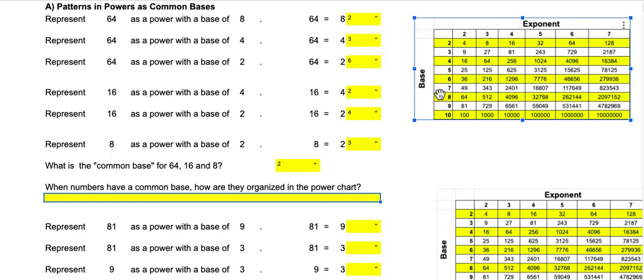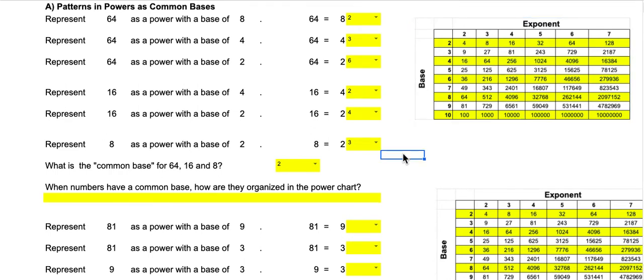If numbers have a common base, they'll be found in the same row of the power chart. Remember, this thing here is called a power chart. So a common base means that the evaluated powers will be in the same row. Because remember, these numbers here, 64, 16, and 8, are the evaluated powers. So again, these numbers will be in the same row, and you're going to fill that in when you go ahead and do your work.